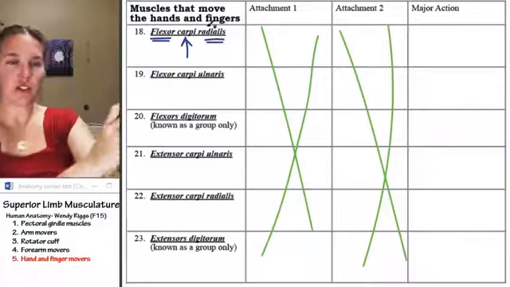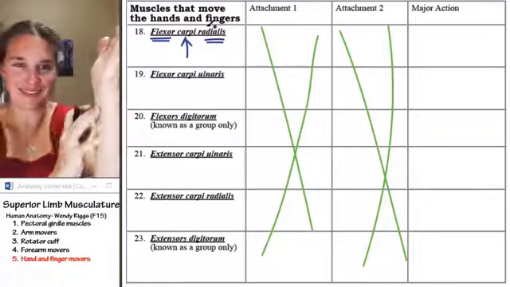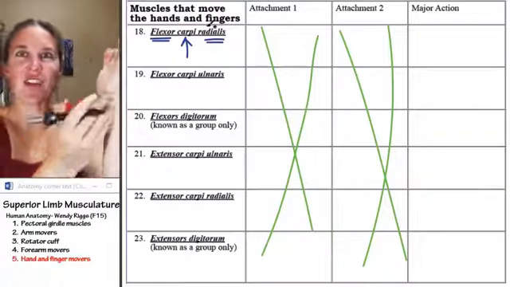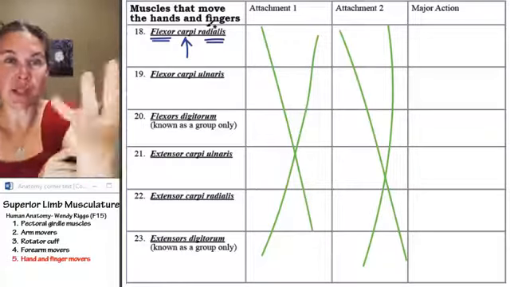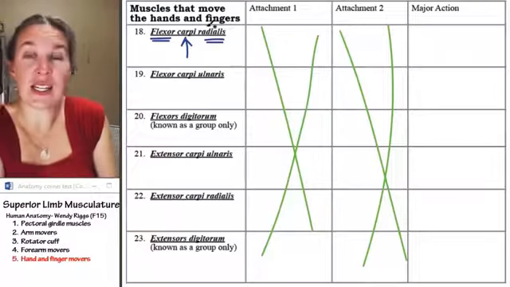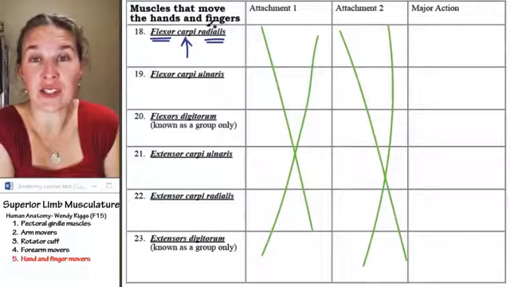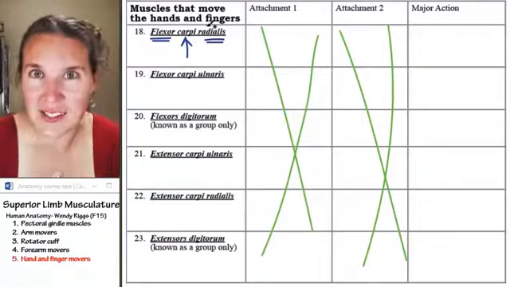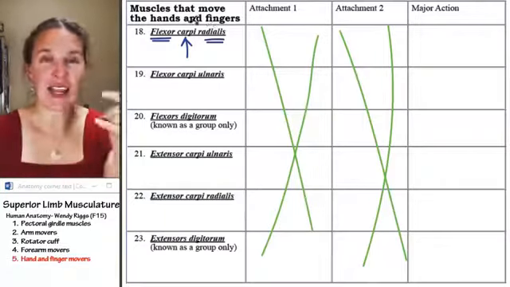It's on the flexor surface of your forearm, and it's on the radial side, which means when you're in standard anatomical position, it is on your lateral side. That's it. It flexes, and it's on the radial side.